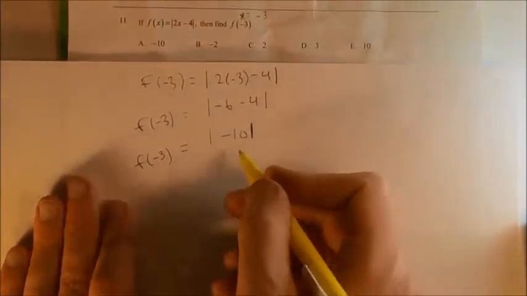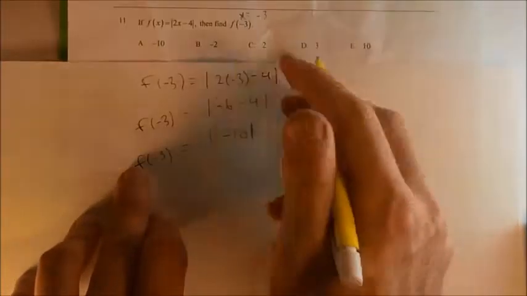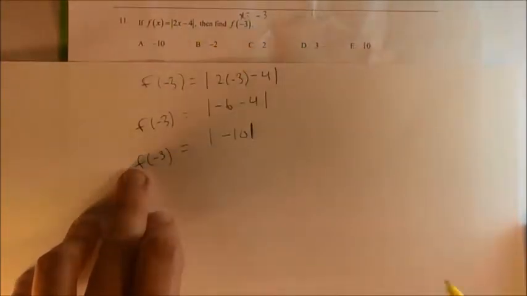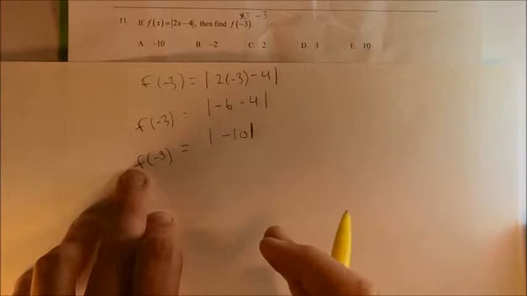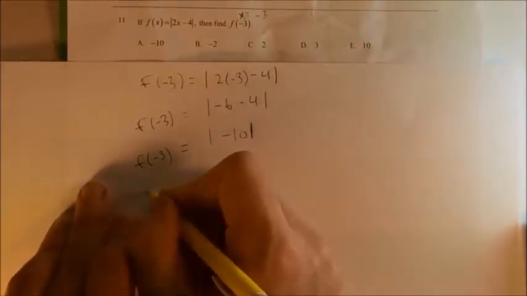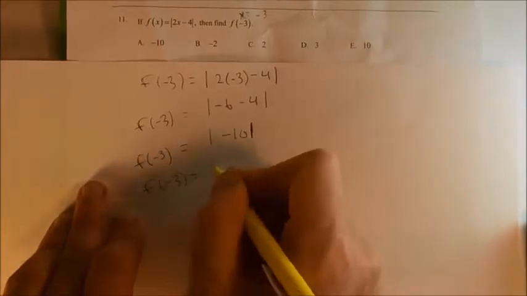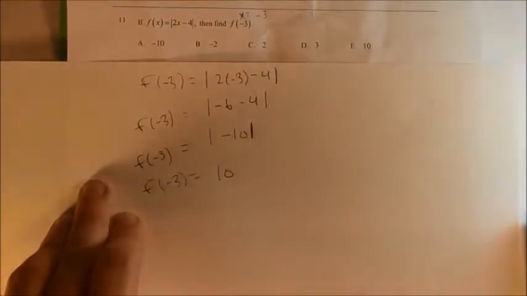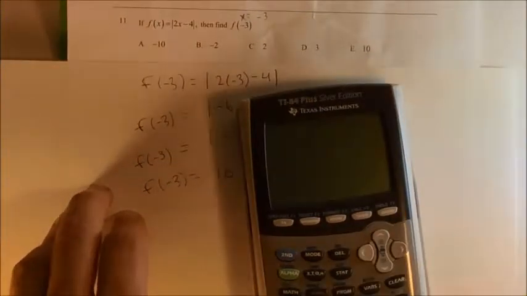Okay. But your solution is not negative 10. These lines mean absolute value. All absolute value means is you just take whatever the positive of that is. So that equals positive 10.